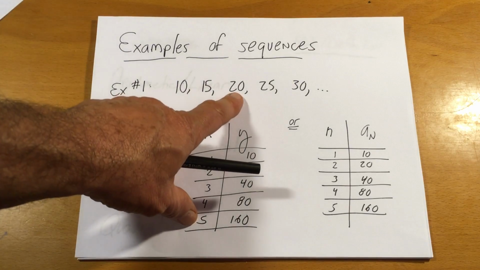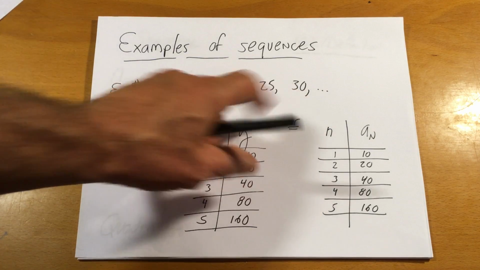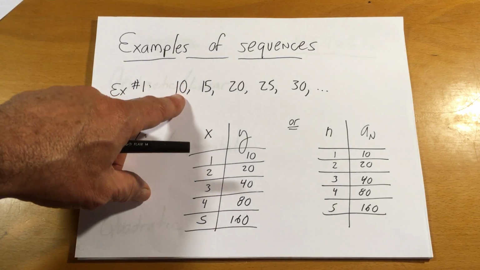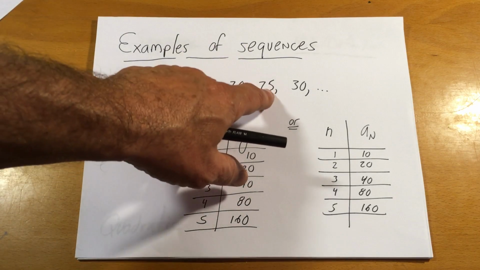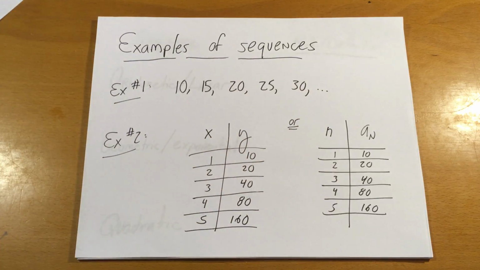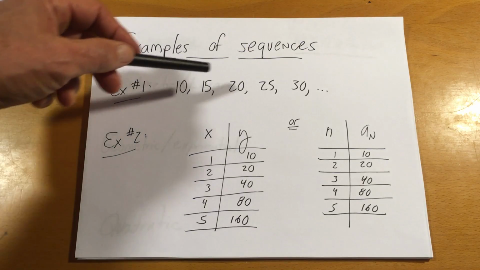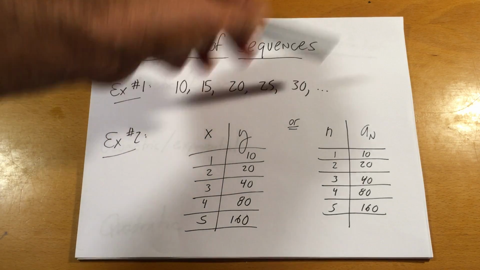For example, that's the number 20 and that's the number 30. And in addition, each individual number has a place in a sequence of terms. So for example, this is the first number, the second number, the third number, the fourth number, and the fifth number. And sequences can be simply a list of numbers, and this is the first example here, 10, 15, 20, 25, 30, etc.